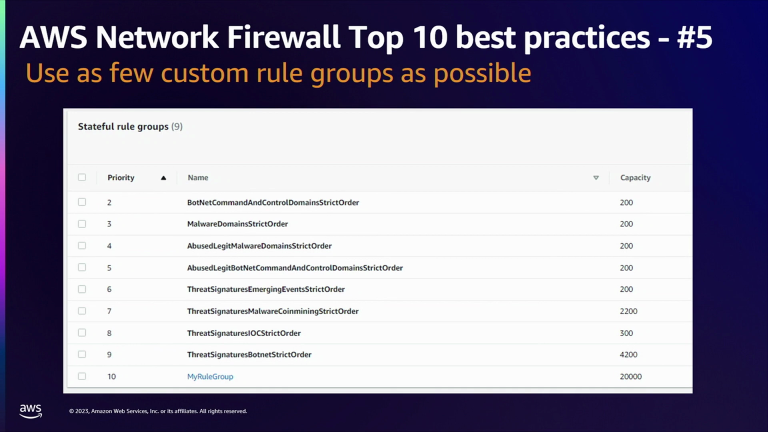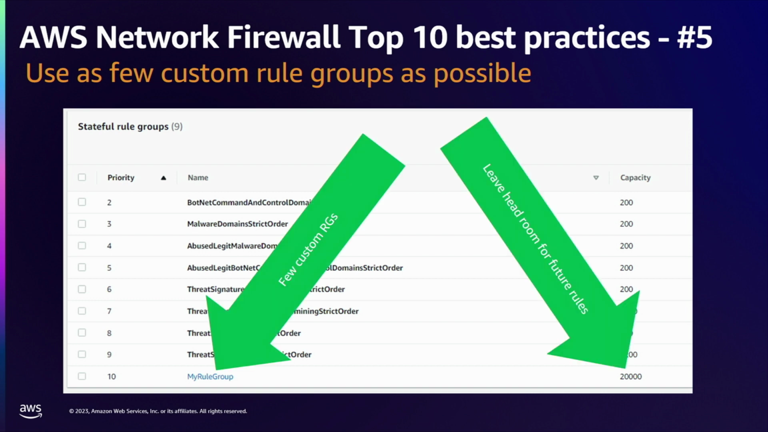So if we look at our rule groups, this is just a snapshot. At the top here, I have some managed rules. AWS Network Firewall comes with AWS managed rules that include threat intelligence that we keep up to date on your behalf. Definitely encourage you to take advantage of those. And then down at the bottom here, you'll see that I have a single custom rule group. So our number 5 best practice is to use as few custom rule groups as possible, and we'll go into why that is. But this is a pretty good snapshot into what your overarching rule set might look like.